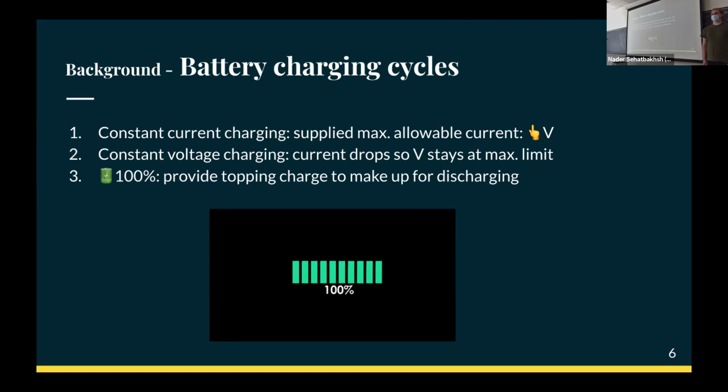And then we enter the second charging phase, which is constant voltage charging. In that phase, the current supply is going to drop, so the voltage can be controlled to stay at a maximum limit. And then finally, when we reach 100%, we cannot really supply current anymore because the battery is already full. Now, what the charger does is that when we lose a little bit of battery, it compensates for that and provides some topping charge.